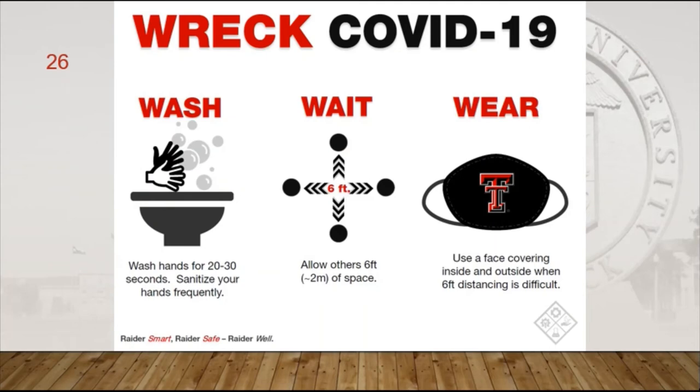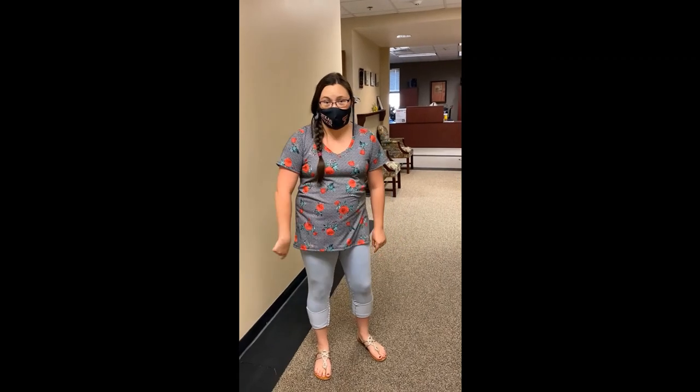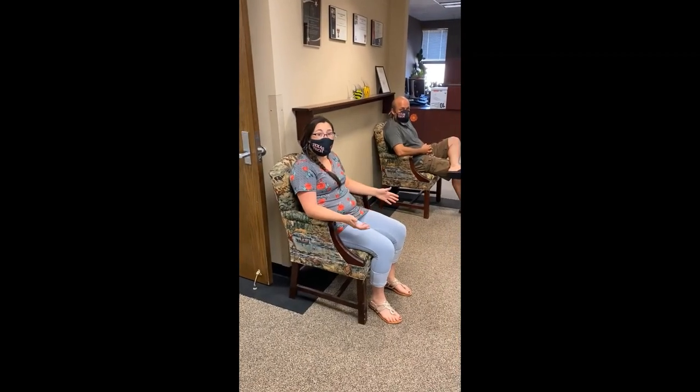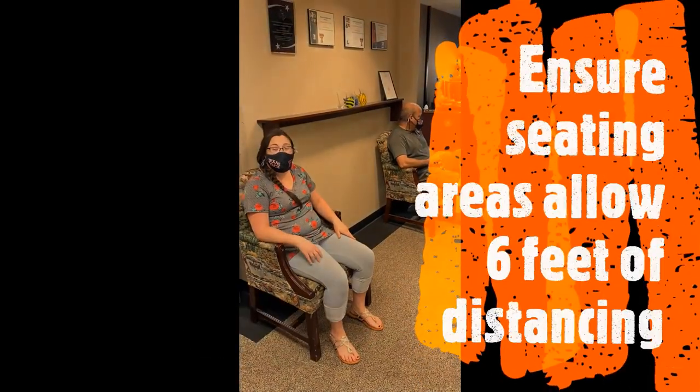You've been instructed in this video to wash, wait, and wear. But what does returning to the office really look like? Let's take a look. This is an example of what social distancing might look like in your office. Make sure that your seating areas, if you have people that come in to wait in your office, are stationed 6 feet apart.